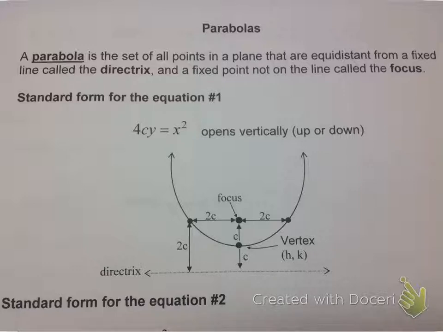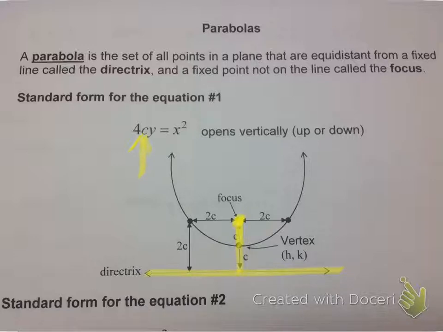Okay, a parabola is the set of all points in a plane that are equidistant from a fixed line called the directrix and a fixed point not on the line called the focus. This down here is the directrix. This right here is the focus. So if you do the distance from the focus to the vertex and the vertex to the directrix, it's going to be the same distance, and we're going to call that distance C. And you're going to see that right here in this formula. That's going to help us graph these parabolas.